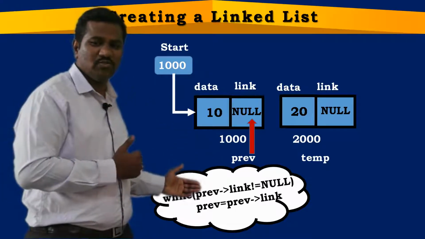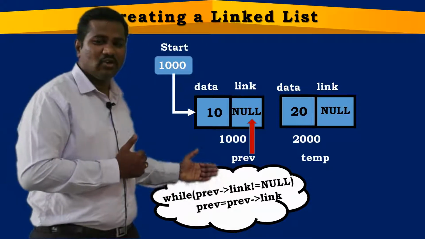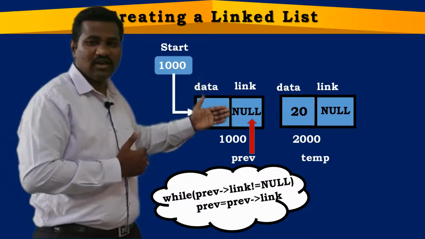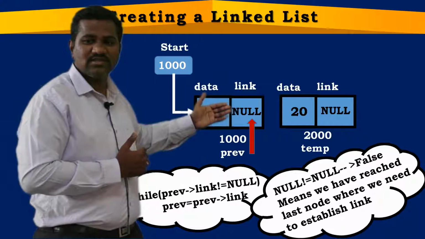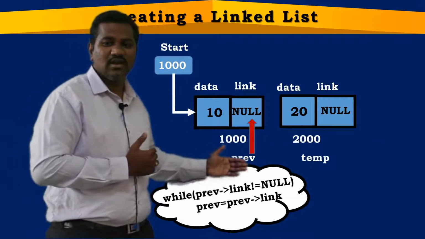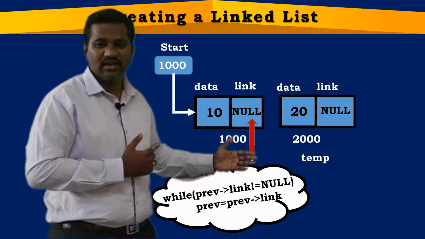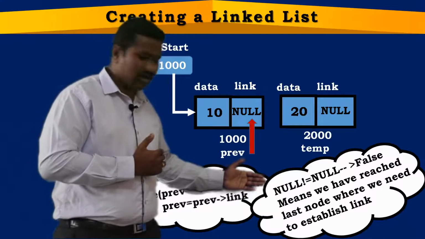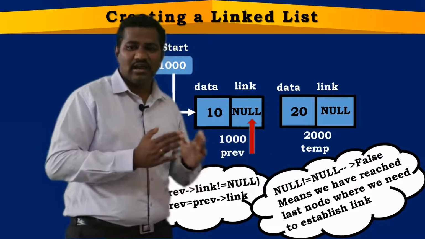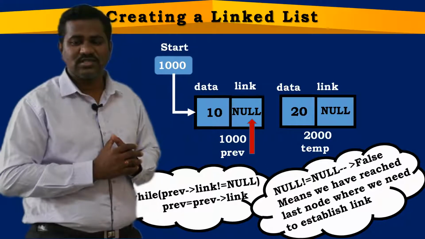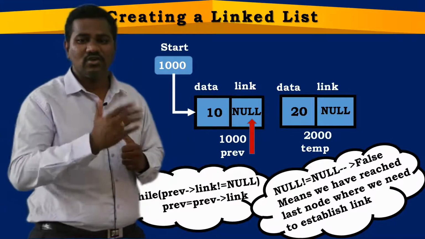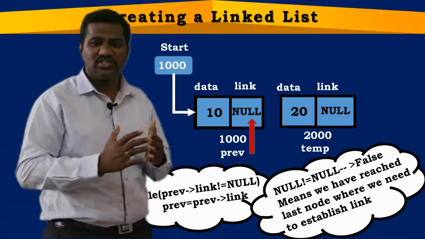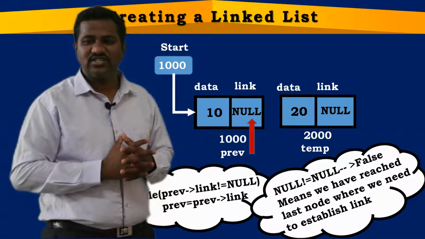Just have a look at this while loop. Previous arrow link: previous means 1000, and arrow link means null. So previous arrow link contains null. Have a look at the condition: null not equal to null. Is the condition true or false? The condition is false. Null not equal to null means the condition is false. That means we have reached the last node in the list, where we can establish the links.